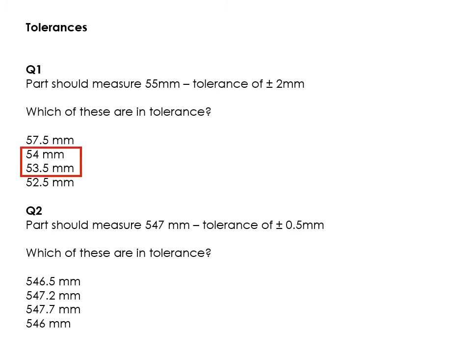Here's the answers. So those two are actually within tolerance, because one is only 1 millimeter away and one is 1.5 mil. And these ones here, 546.5 millimeters, because it is only 0.5 of a mil smaller, and 547.2 because it's only 0.2 of a mil bigger. Hope that makes sense. It's not as complicated as it seems. It's relatively simple.